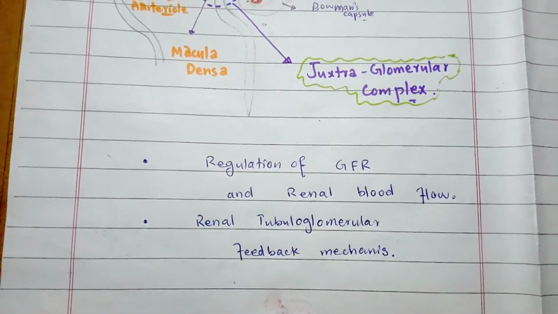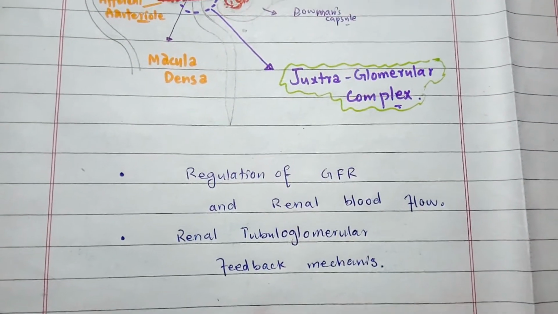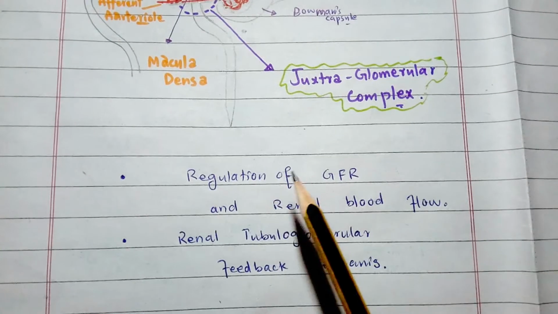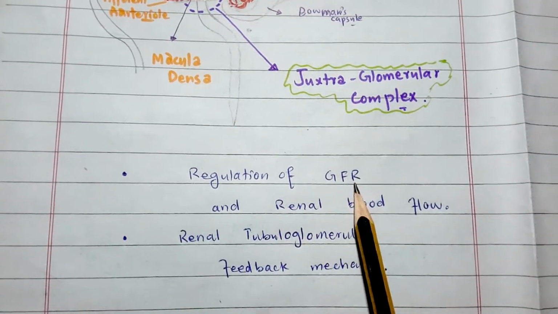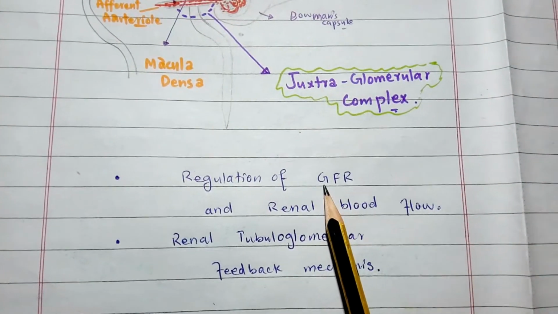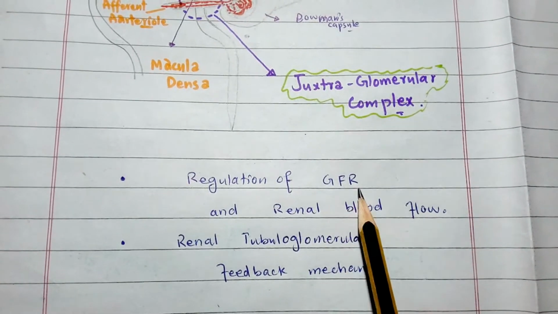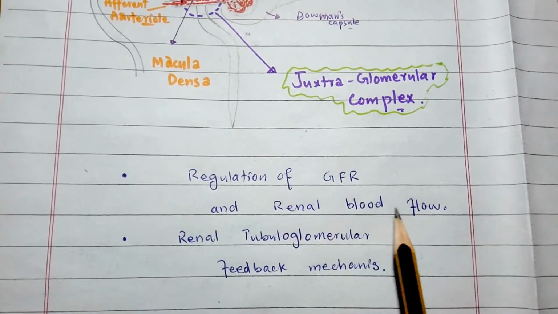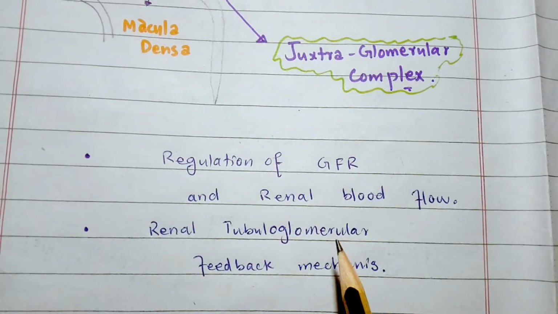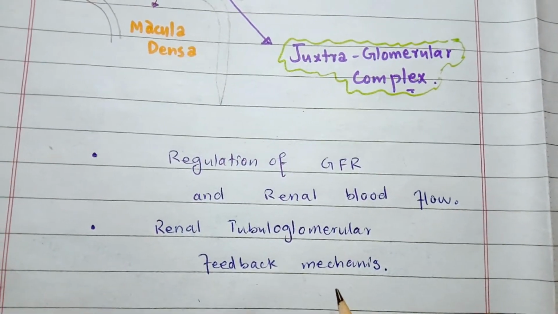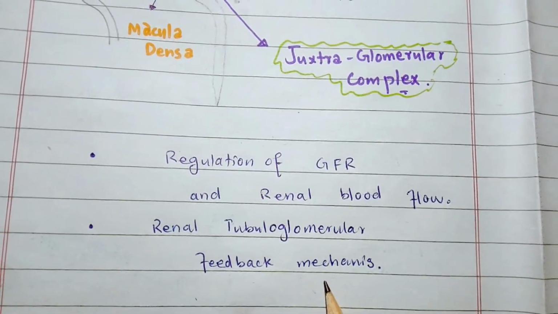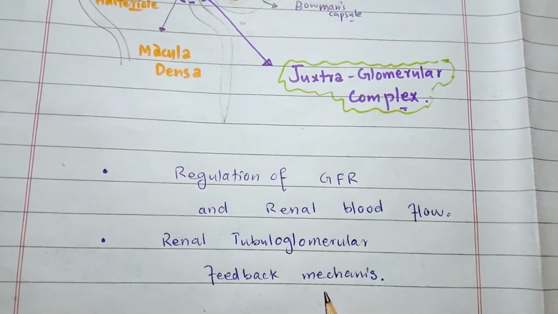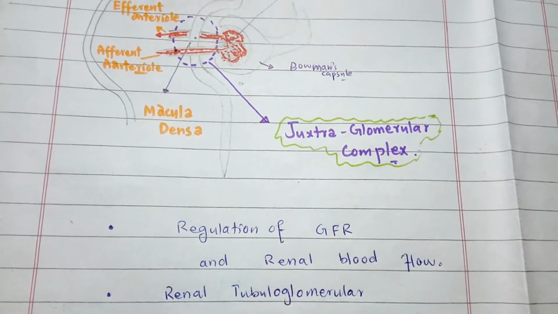Now the importance of this complex. The juxtaglomerular complex has a role in the regulation of the GFR, or glomerular filtration rate, and the renal blood flow. The renal tubuloglomerular feedback mechanism depends upon the juxtaglomerular apparatus. So this is all about the juxtaglomerular complex.